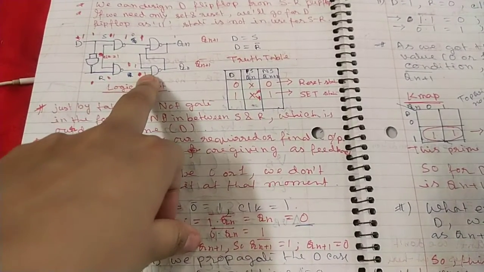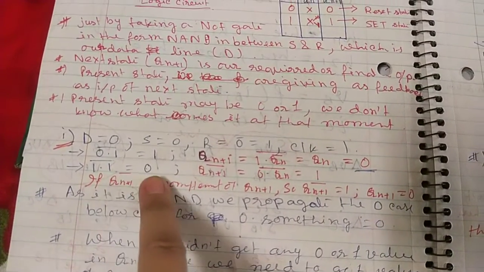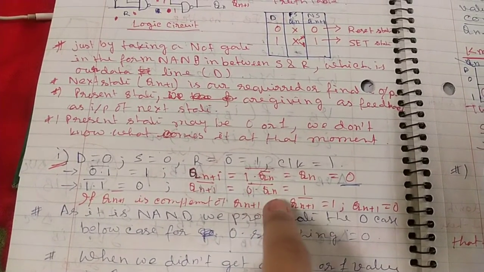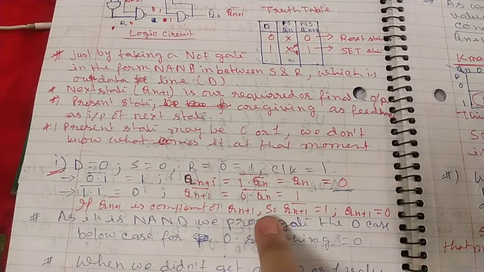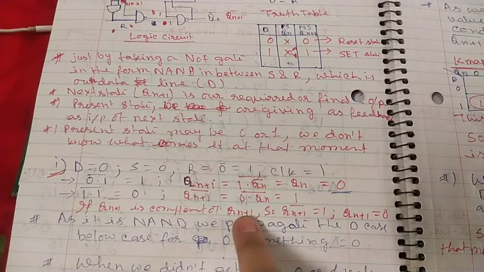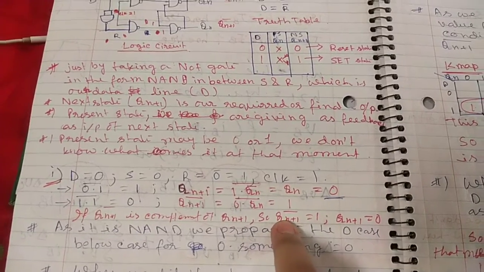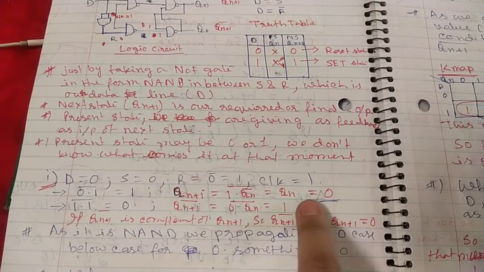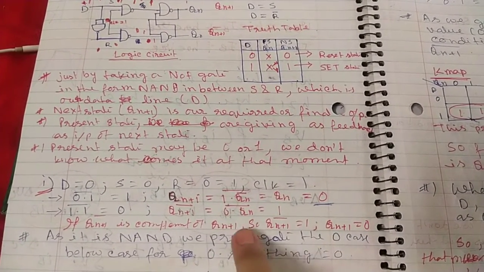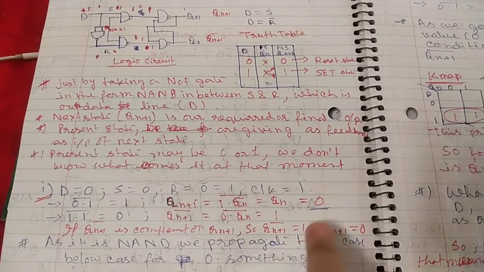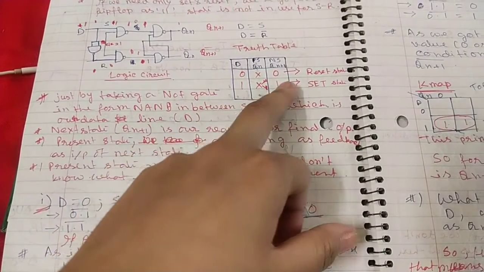Here the value is 0 because 1 into 1, then whole bar equal to 0. So Qn plus 1 bar equal to 0 dot Qn, then whole bar, that is 0 bar is equal to 1. So if Qn plus 1 whole bar equal to 1, then Qn plus 1 is the complement of Qn plus 1 bar. Okay, so if it is 1, then it should be 0. So our value is now Qn plus 1 equal to 0. Okay, so now Qn plus 1 bar equal to 1 means it is the reset state.